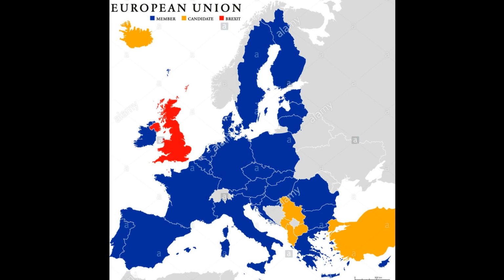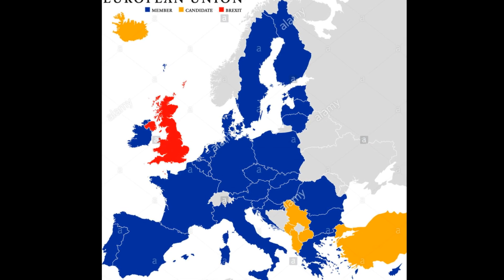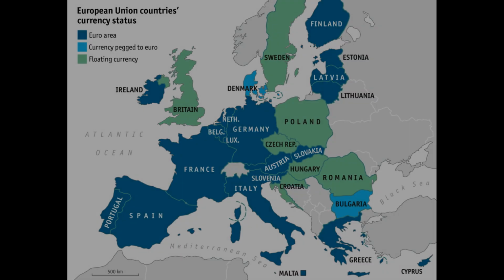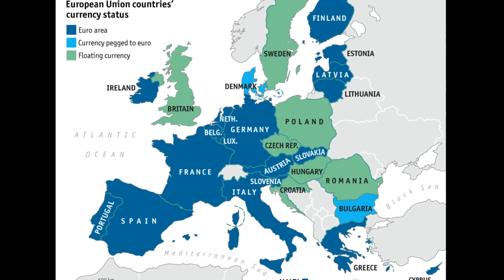So I'm going to show some maps here of each of those different zones, which will begin to illustrate why there is a difference between different conceptions of Europe. So first, here is a map of the European Union. Now here is the Eurozone. And finally, here is the Schengen zone.